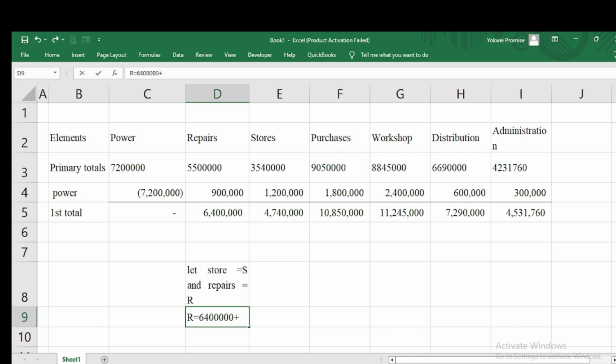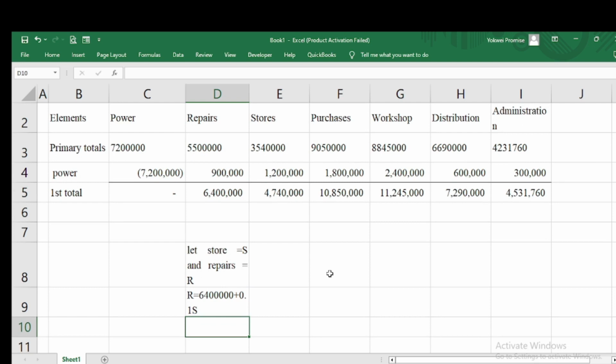What is Y? I'm looking at the question this other way. From the question, you see that the repairs is given 10% to store. So they have plus 10%, which will be 0.1, right? 0.1 R. 0.1 S is given to stores rather. Awesome.